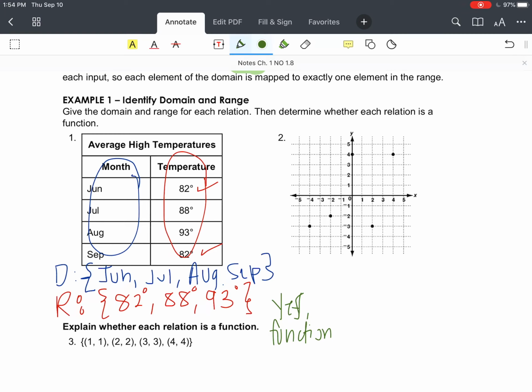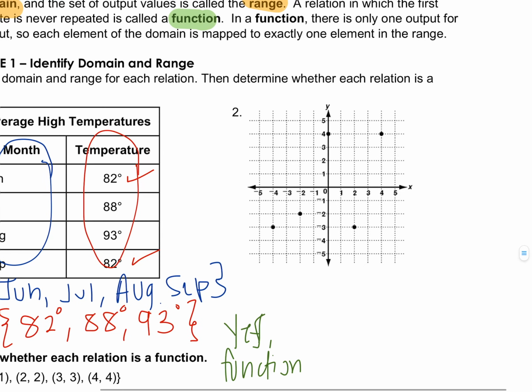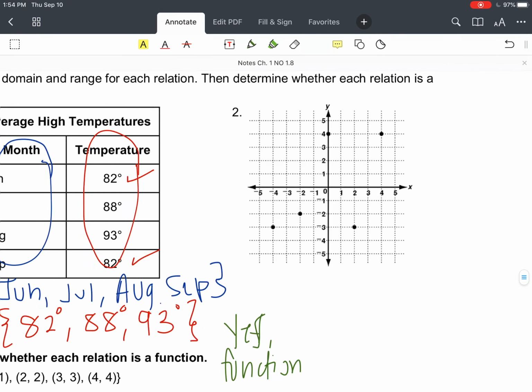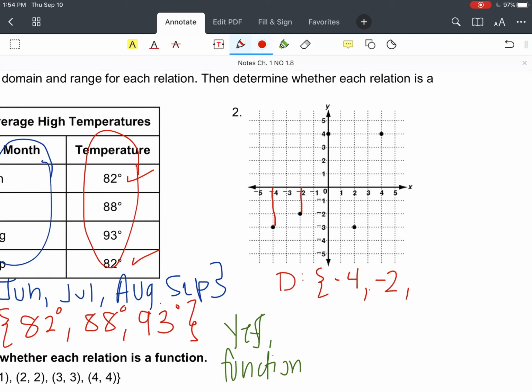Now for number 2, instead of a table, we were given a graph, but we should still be able to do this. We're going to write out the x values, which is your domain. My domain is all the x values that I find. Starting here, -4 is my first x value. Then I see -2, and then 0, 2, and 4. That's my domain.